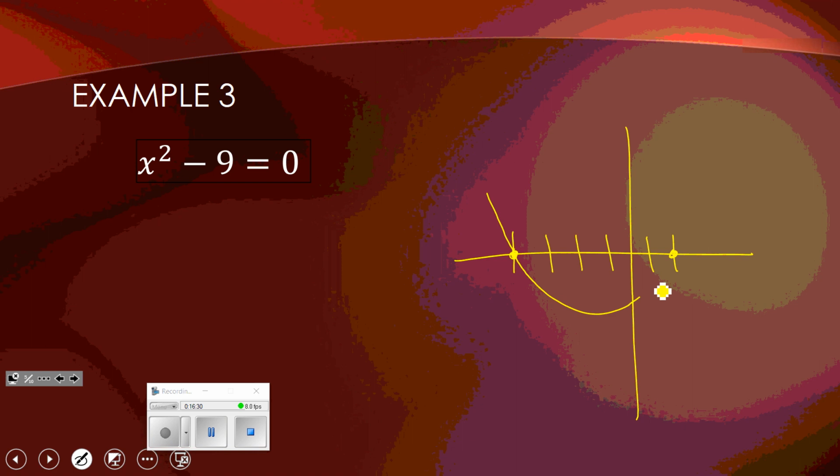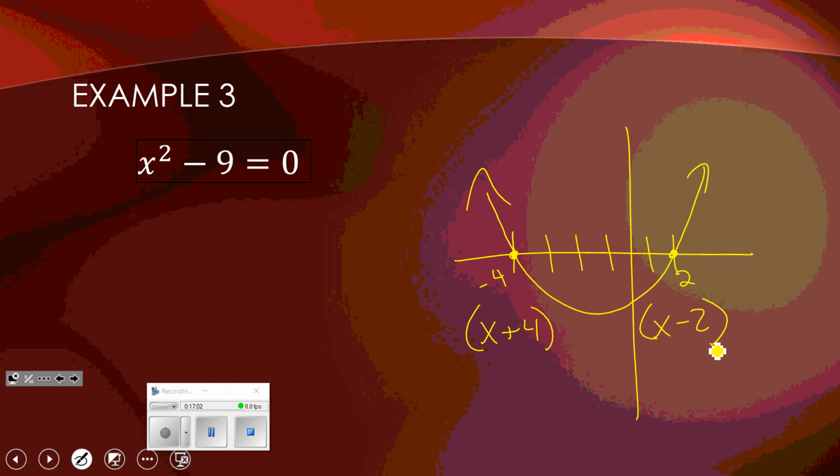They will give you a picture, and they will say, what are the factors? Who can tell me the factors of that? If it's crossing at negative 4, what's the factor? Say the whole factor. X plus 4. Okay? And if it's crossing at positive 2, what's the factor? X minus 2.